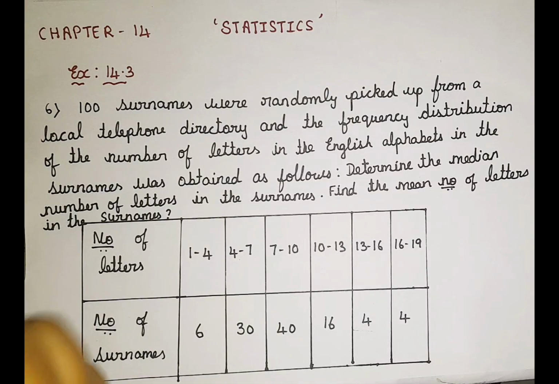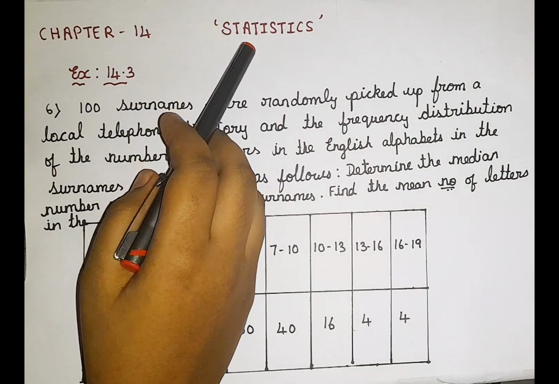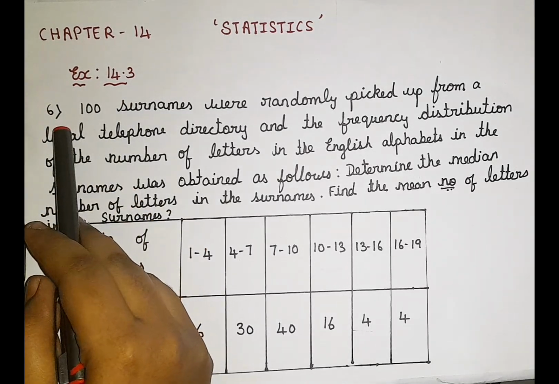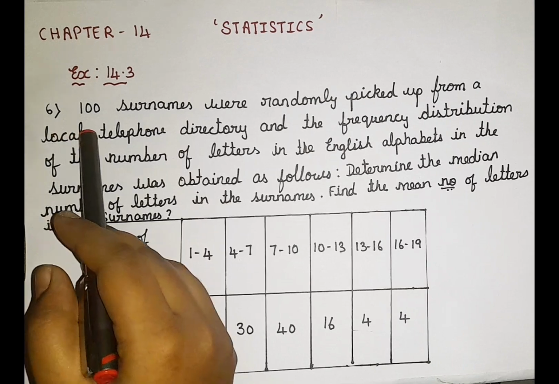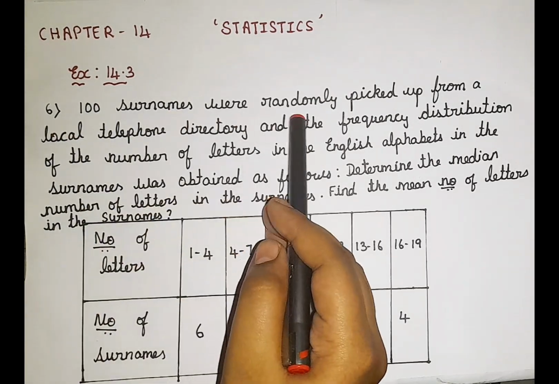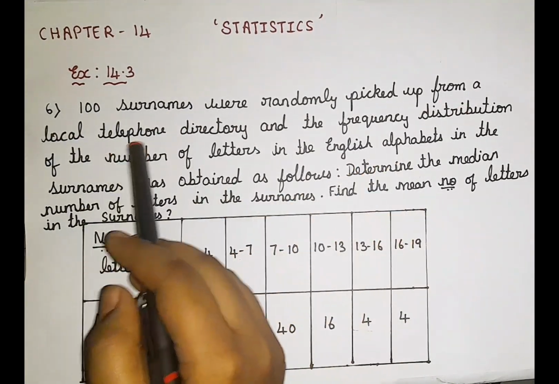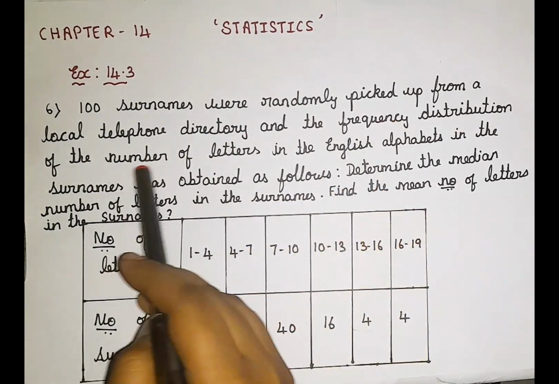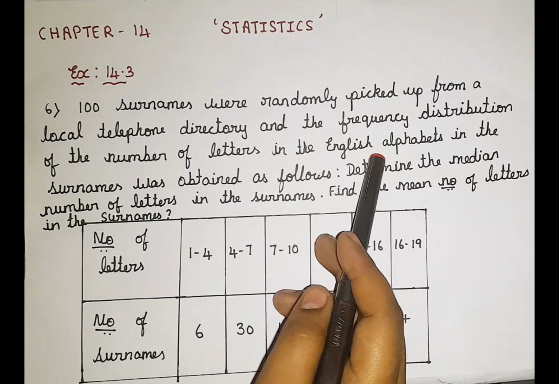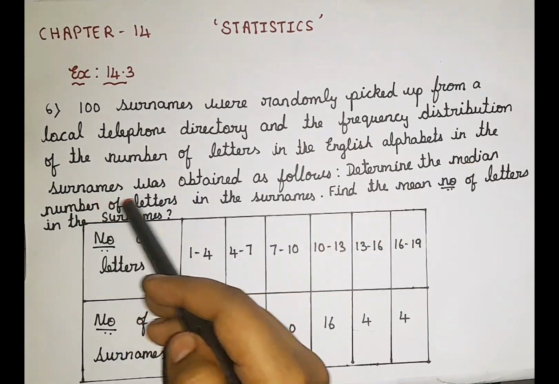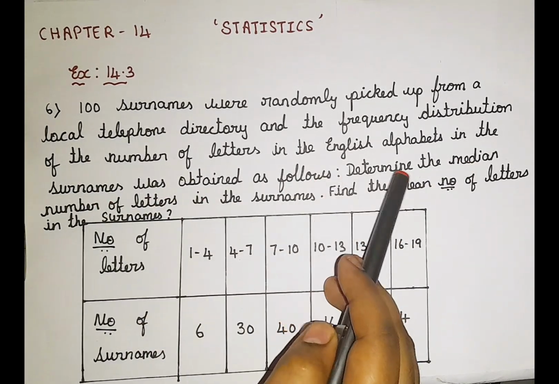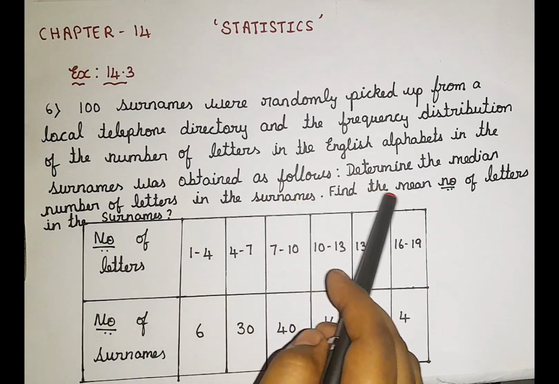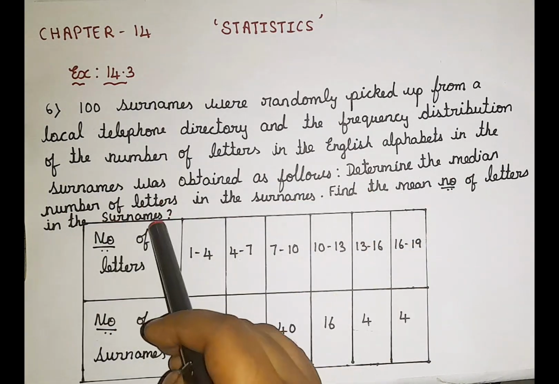Today we are going to be learning Chapter 14 Statistics, Exercise 14.3, 6th question. Alright, now let's read the question. 100 surnames were randomly picked up from a local telephone directory and the frequency distribution of the number of letters in the English alphabets in the surnames was obtained as follows. Determine the median number of letters in the surnames. Find the mean number of letters in the surnames.